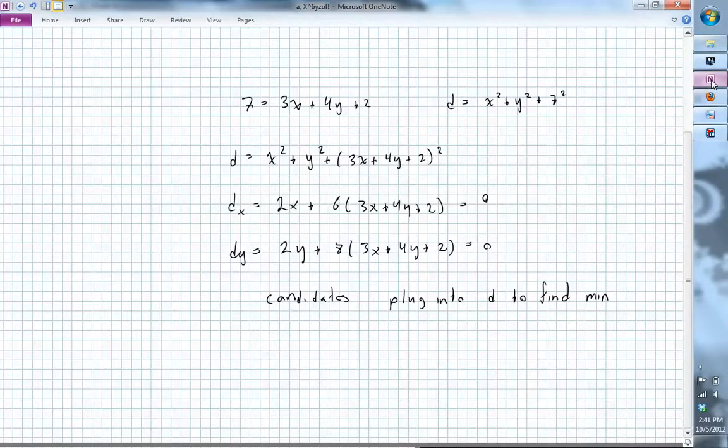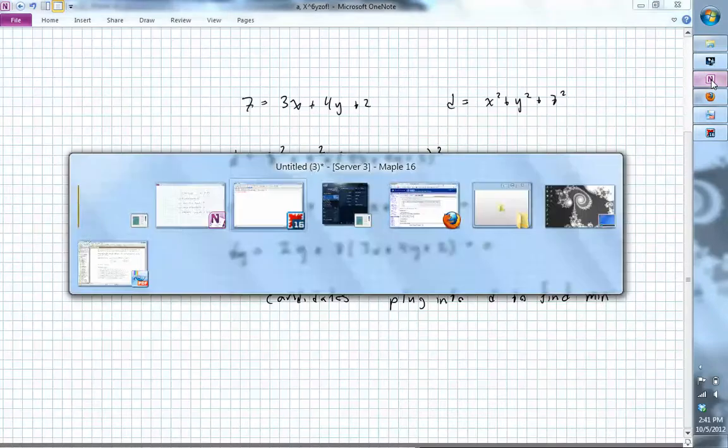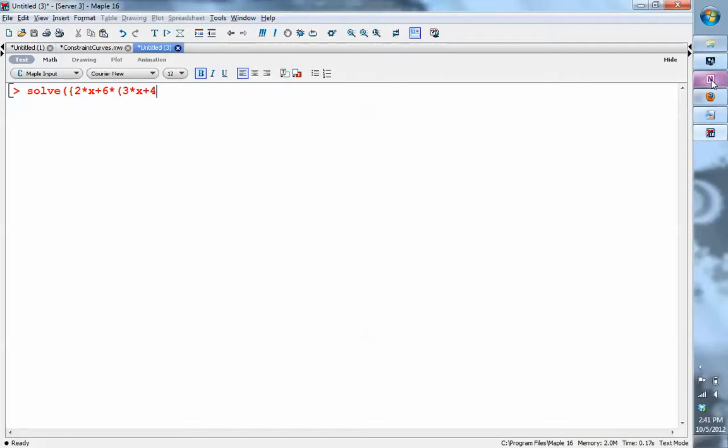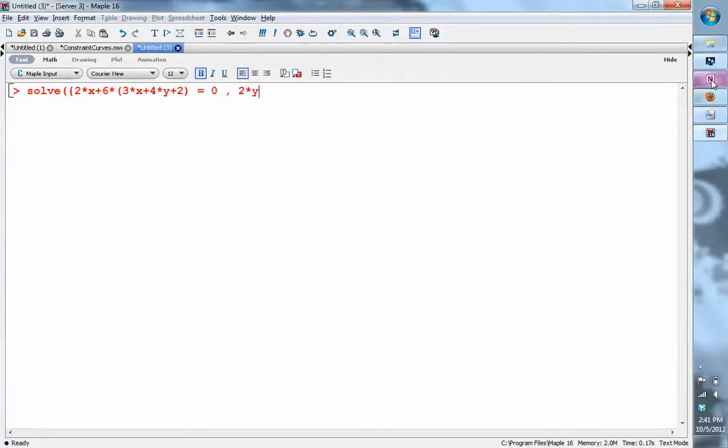So what do we have? 2x plus 6 times 3x plus 4y plus 2 equals 0, and 2y plus 8, 3x plus 4y plus 2 equals 0, and I want to solve for x and y.